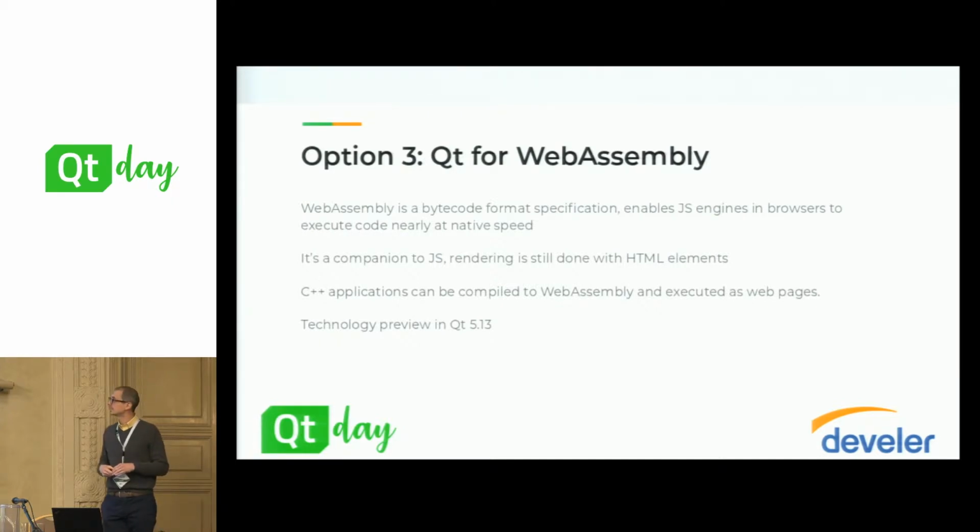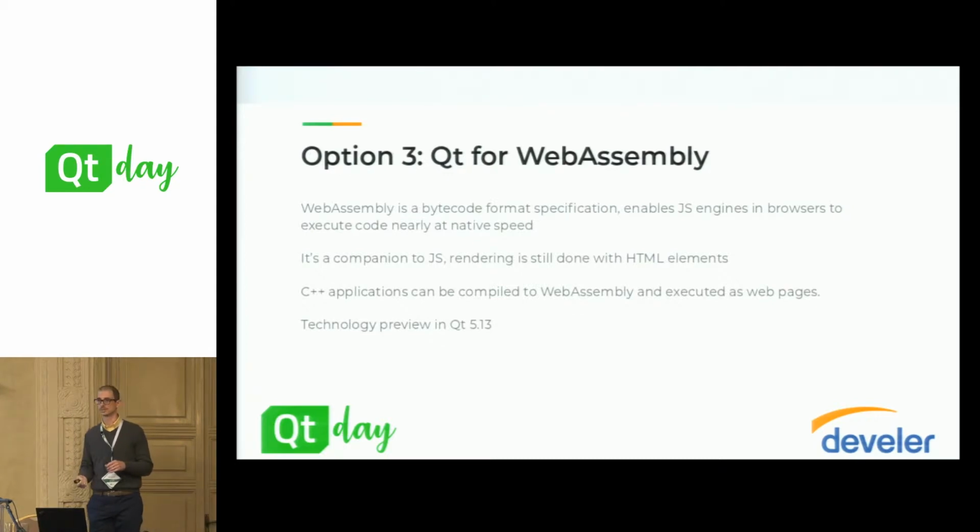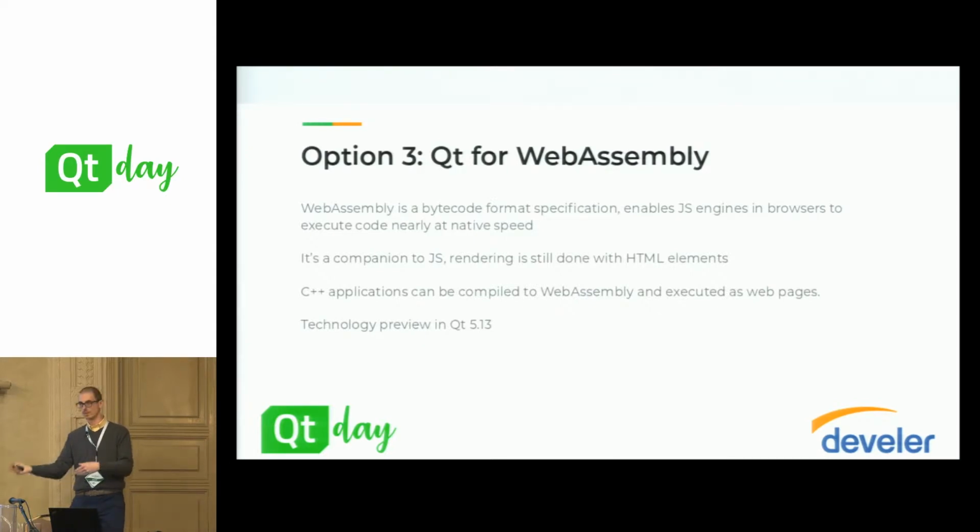The hot point is that C++ applications can be compiled to WebAssembly. You can use a special compiler to compile your C++ code. Instead of assembly for your target platform, you compile it for another platform, which is WebAssembly. And so you have a different compiler for that. Qt for WebAssembly will be in technology preview in Qt 5.13.